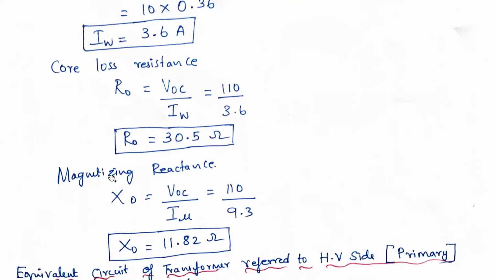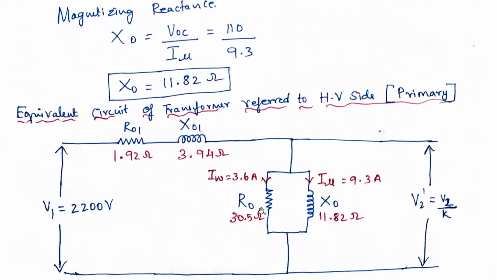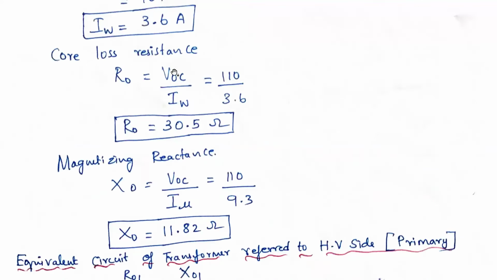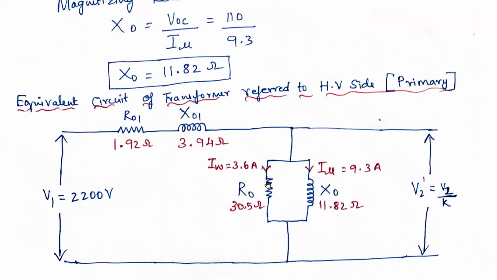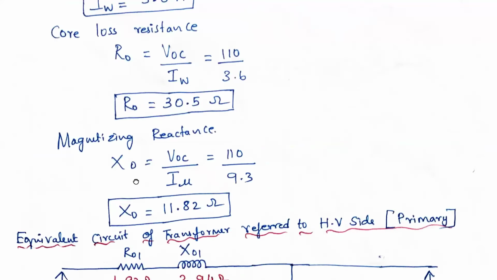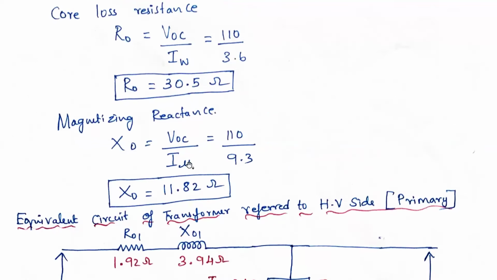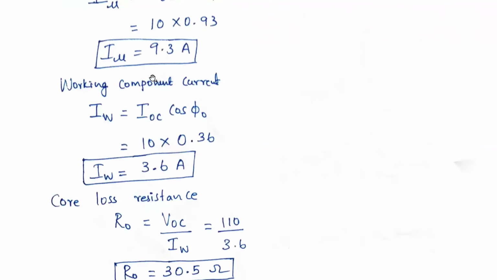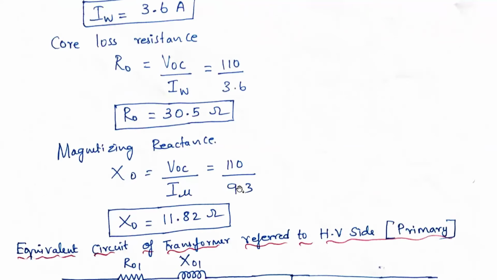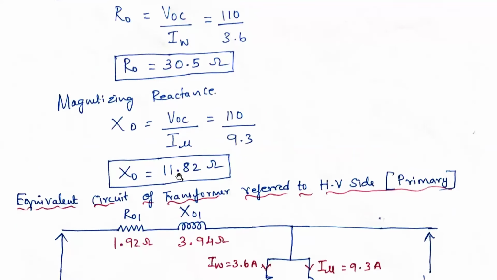Now the magnetizing reactance X0 is equal to V_OC divided by I mu. Here R0 is the core loss resistance, the working component, and X0 is the magnetizing reactance. So X0 is equal to V_OC, 110, divided by I mu, which we already calculated as 9.3. We substitute 9.3. On simplification, we got the magnetizing reactance as 11.82.